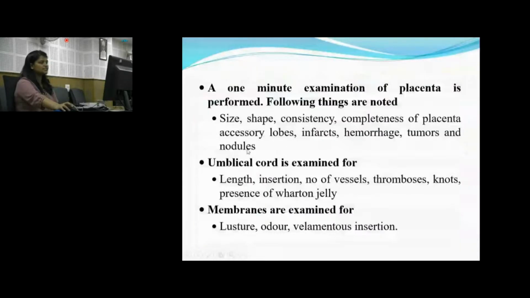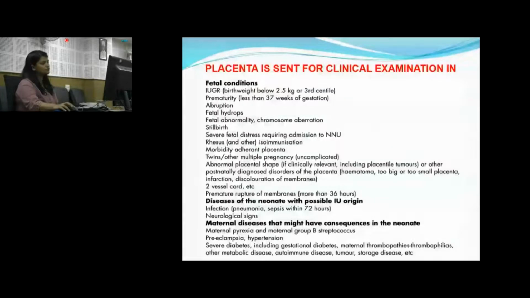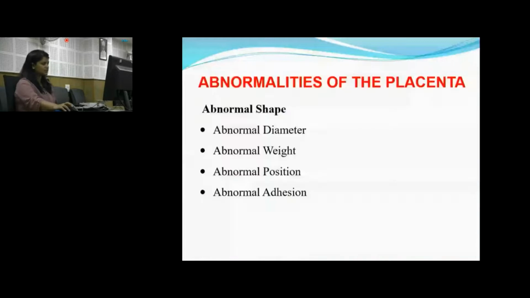You have to know the size, shape, consistency, completeness of the placenta, any succenturiate lobes if present, infarcts, hemorrhage, tumor, and nodules. The umbilical cord is examined for its length, insertion, and number of vessels, knots, and membranes are also examined for their luster, odor, and filamentous insertion. So these are certain specific examinations you have to perform in pathological conditions. Retained placenta is not something we'll discuss here.